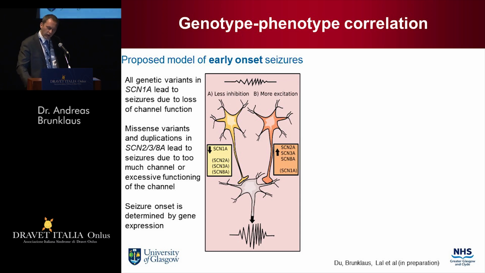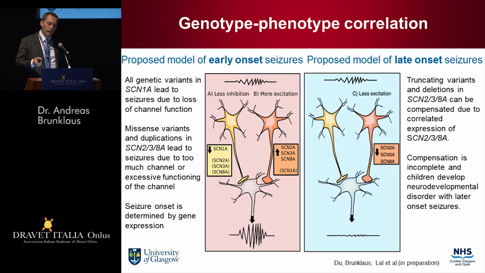And if we now think about a model for late onset seizures, here we have truncating variants and deletions in SCN2A, 3A, and 8A, and they might be compensated due to correlated expression of SCN2A, 3A, and 8A. However, the compensation might be incomplete, and children develop neurodevelopmental disorders with later onset seizures.